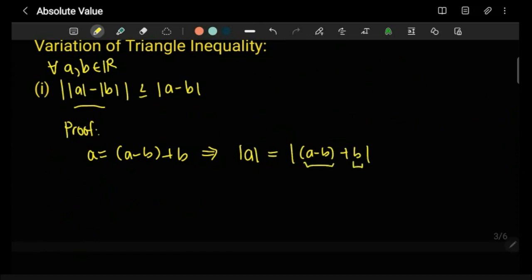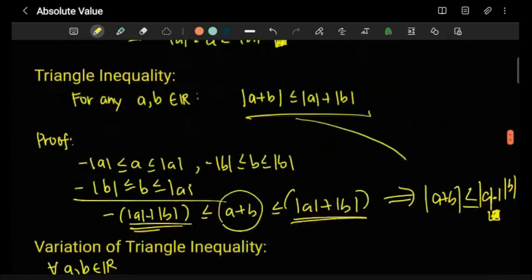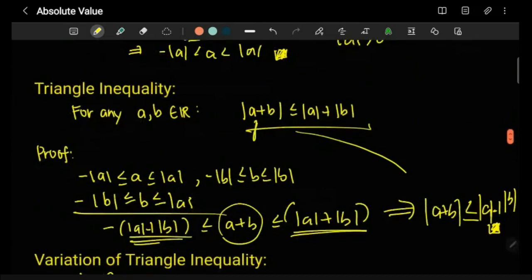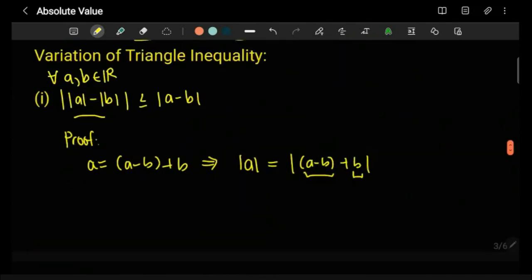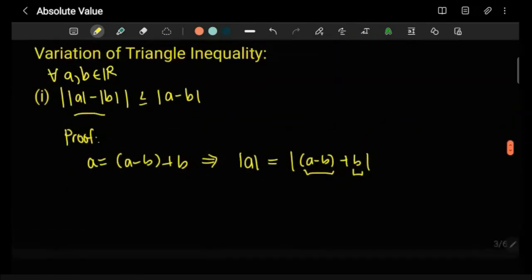Ano sabi ng triangle inequality? If you have two terms inside the absolute value, whatever the terms inside the absolute value, first term plus last term, pwede mo siya i-absolute individually. I-absolute value ko siya individually ha. So this becomes less than or equal to the absolute value of A minus B plus the absolute value of B. Yun yung trick part. Naipasok natin yung A minus B sa absolute value. Right? Tama, di ba?